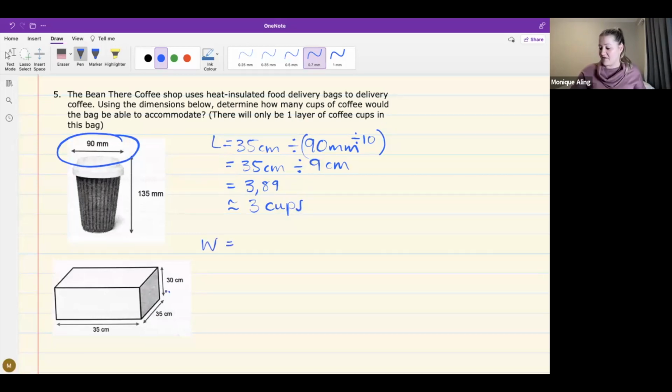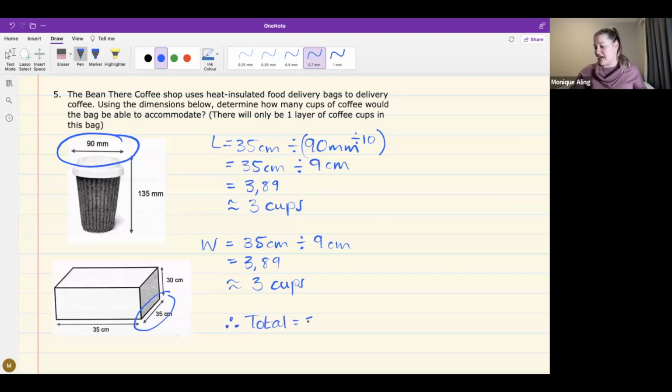And then width, if you have a look at the width, it's actually the same. So it's a square box or bag divided by the diameter of 9. Okay, which gives you 3,89. So we round to 3 cups. So in total, I just say 3 times 3. We're not taking height into consideration because of the part where they say there's only one layer. So I just take the width times the length. So in total, it's going to be 9 cups of coffee that can fit into this bag.